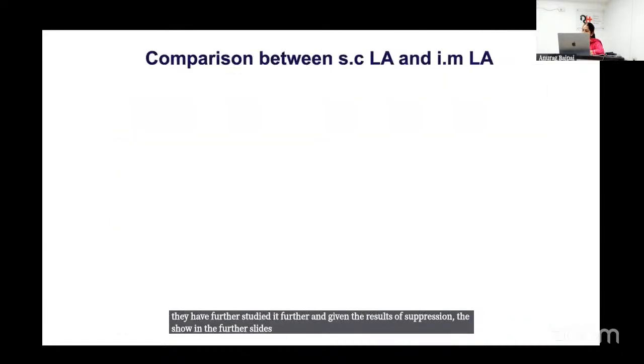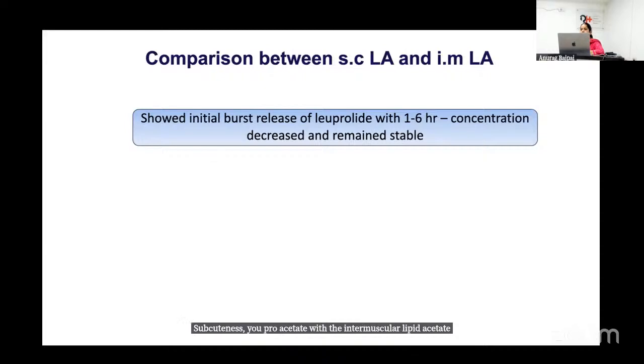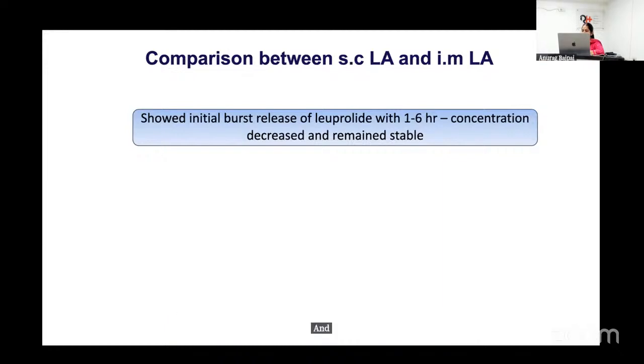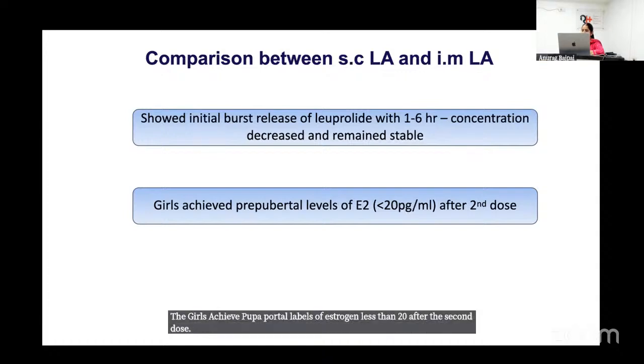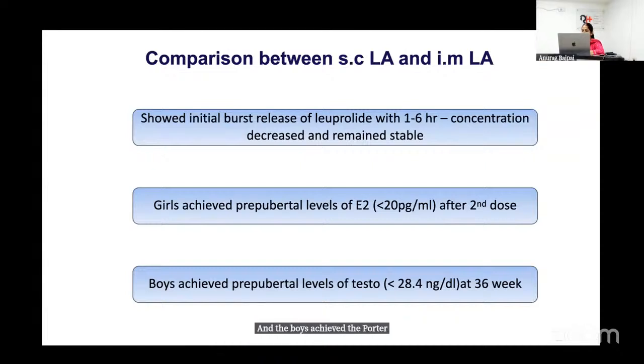They compared subcutaneous leuprolide acetate with intramuscular leuprolide acetate, and found that both showed the initial burst within the first 6 hours, as shown in the graph, and the concentration decreased and remained stable for a while. The girls achieved pubertal levels of estrogen, less than 20, after the second dose, that is after 42 weeks, and the boys achieved the pubertal levels at 36 weeks.